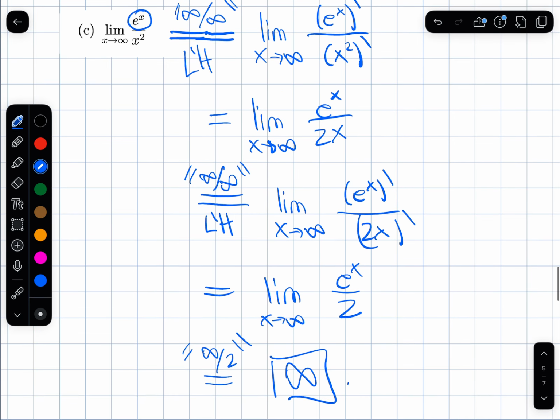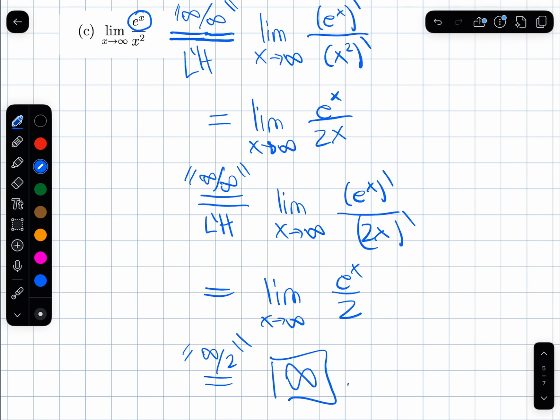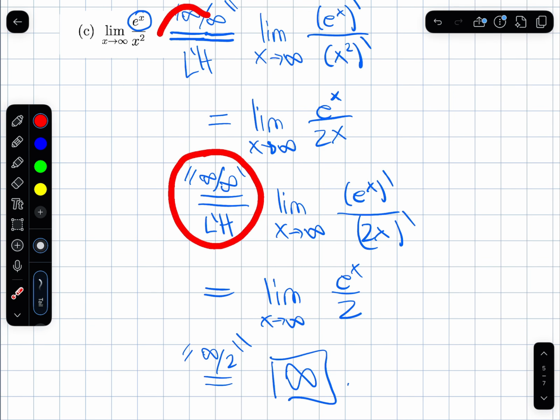Key takeaways here. First, use L'Hopital's rule twice. That's pretty cool. Could happen. Could happen that you use it more than once, more than twice, even 3, 4 times if necessary. That was the first takeaway.